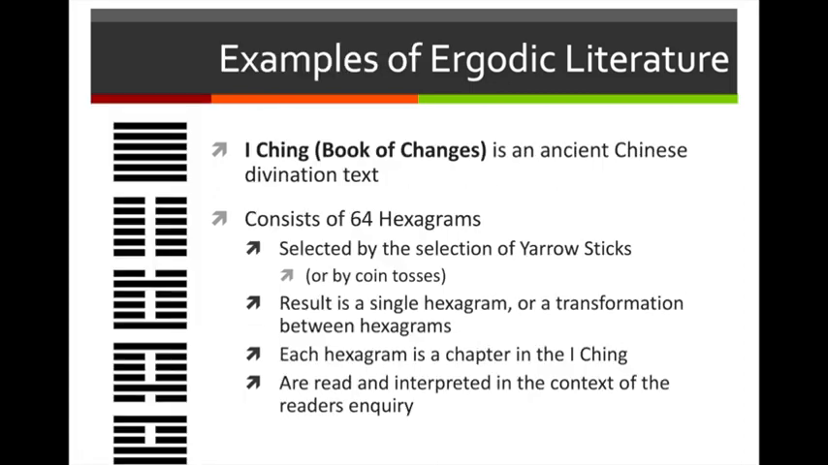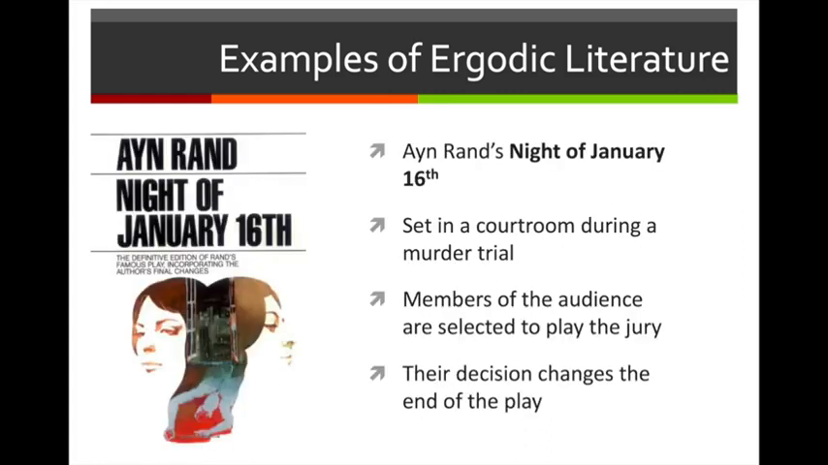And there are other examples that are non-digital. For example, the I Ching, the Chinese Book of Changes, is a divination text. You select yarrow sticks, there's a modern method with coin tosses, and the result of that is you identify a particular pattern, a hexagram, or a transformation between hexagrams. Each one of those is a chapter in the I Ching. So you come along, you ask a question, you draw your yarrow sticks, and as a result you read one or two chapters of the I Ching and use that chapter to interpret what will happen. So in that case, it's very similar to the notion of tarot cards, for example.